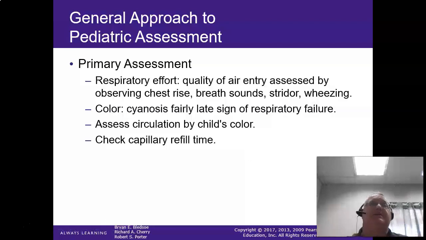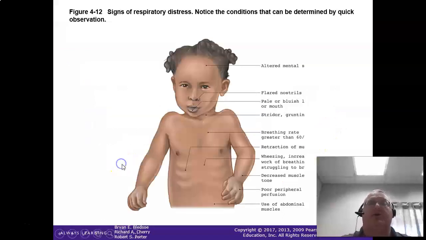If you're putting your stethoscope up there and their chest is going up and down, but I'm not hearing anything, as in I'm not hearing air going through at all, you're probably a step away from them coding, okay? So again, cyanosis is a fairly late sign for these kids. They're going to get really pale and mottled, and then they're going to go to the cyanosis, okay? So check the circulation, and again, check your capillary refill time, okay? These are all part of the first thing.